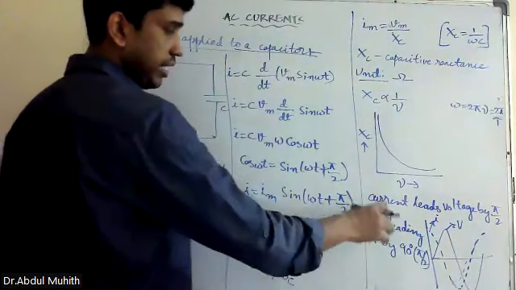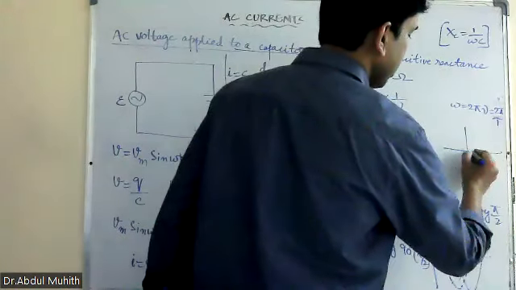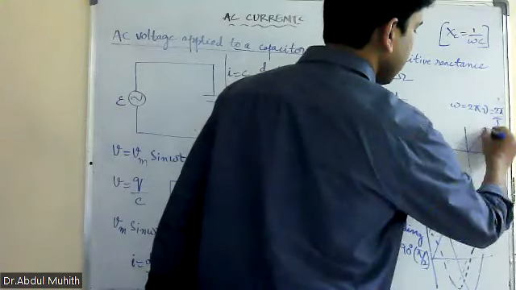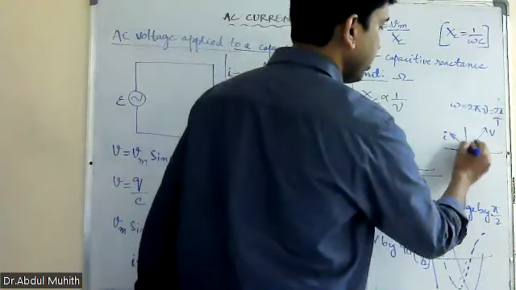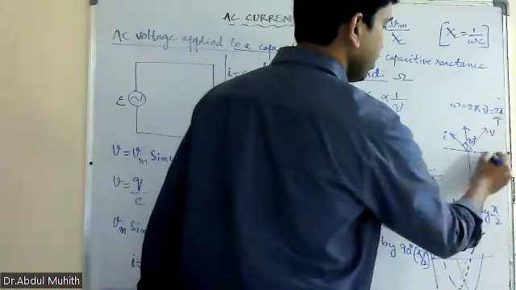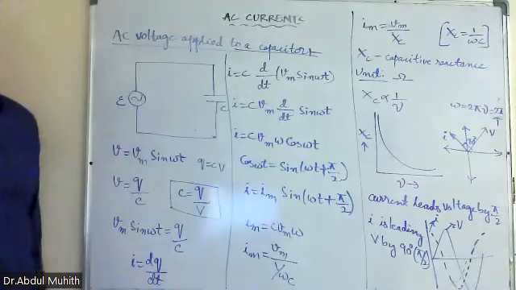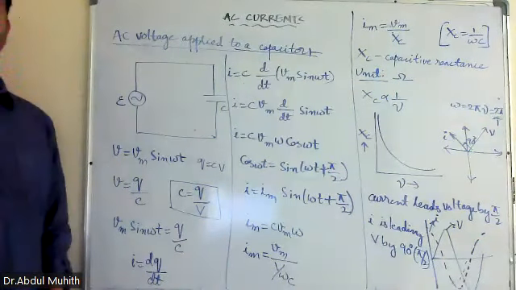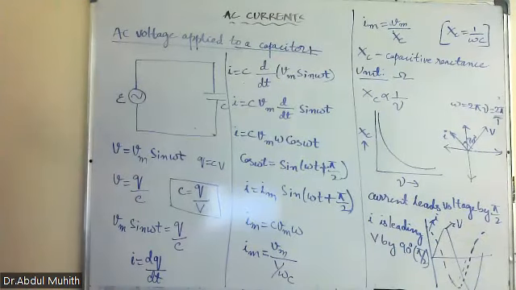If you ask me to draw the phasor diagram, how is it? This is the voltage and this is the current. Current is here. Current is leading voltage by 90 degrees. Understood now? Is it clear? Yes or no? Okay, please copy this carefully.